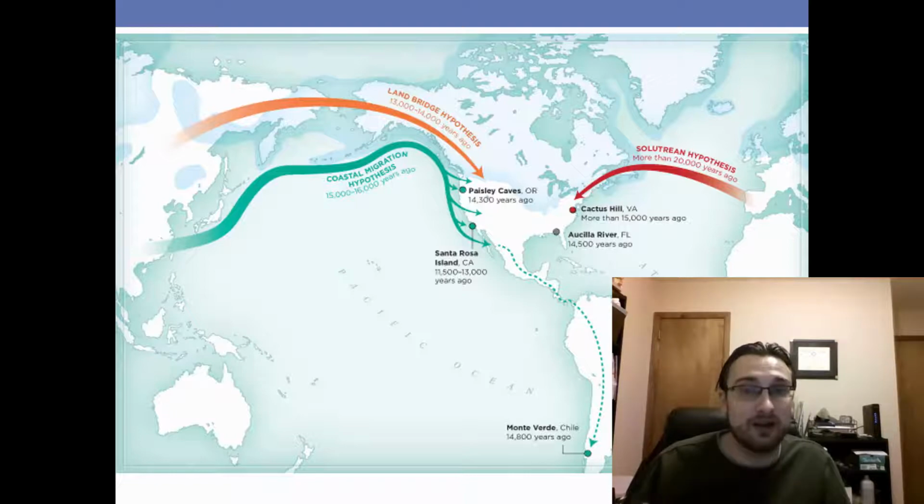That it could have been certainly a combination of some people coming through the land bridge, some people coming along the coastal migration, perhaps a really small population from Europe who didn't find their way in. So it's likely there was some sort of combination, and there's not just one silver bullet to answer this particular question.